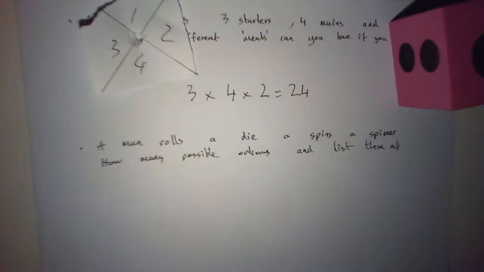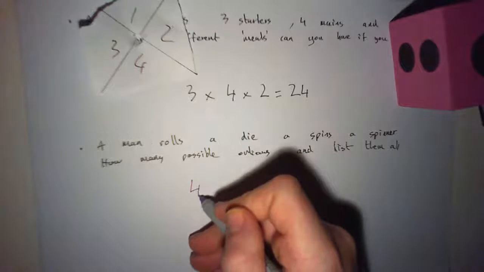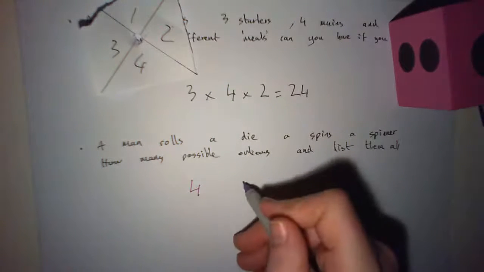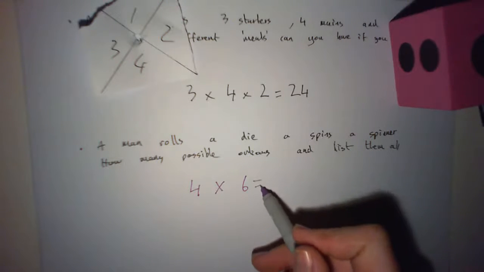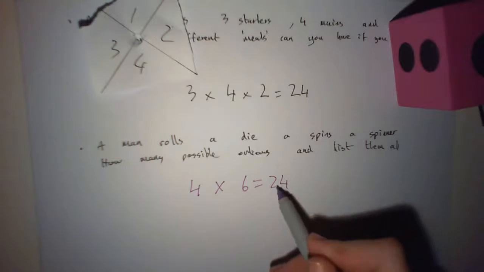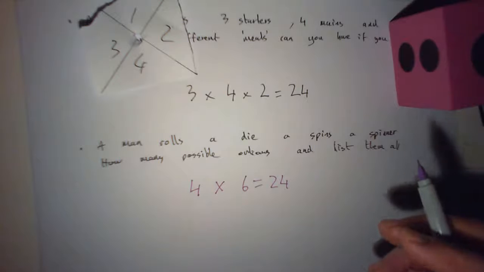3, 2, 1, go. And we're back. So, hope you got it. The fundamental principle of counting states that if one event has 4 possibles and another event has, yes, you're right, 6 possibles, then the 2 events have 24 possible outcomes. Now, the question is, can you list them all out?